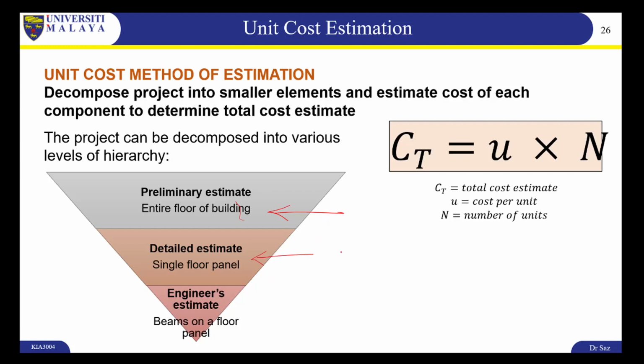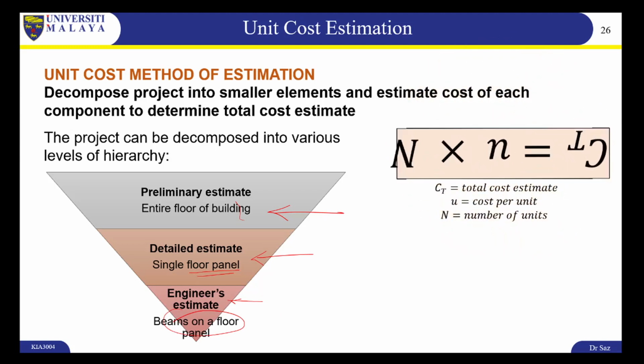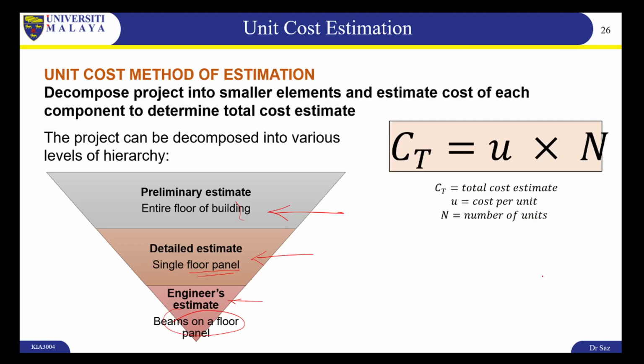It's getting more detailed. So now we're looking at how much does a single floor panel cost, not a single floor. And the last one will be the engineer's estimate, which is quite detailed. And this goes down to, for example, beams on the floor panel. How much does a single beam cost? And of course, there's the equation there again. It's very, very simple, very straightforward. You just get your number of units. How much does each unit cost? And just multiply them together and you get your total cost estimate.